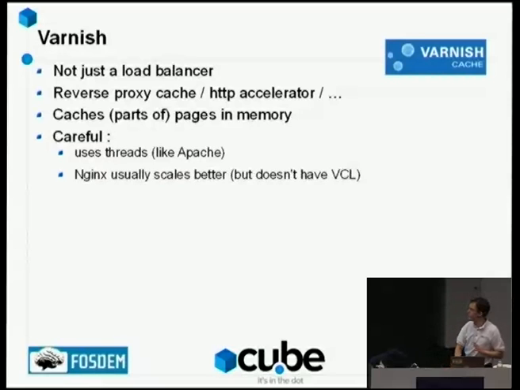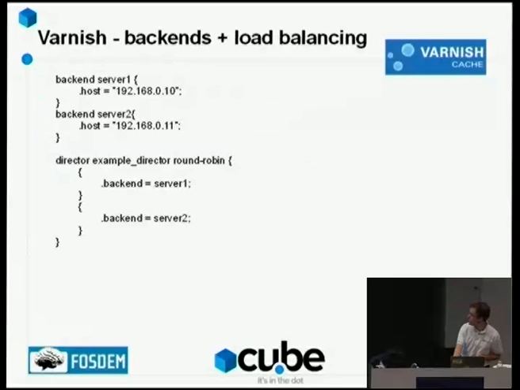You have to be careful though. It uses threads like Apache, but it doesn't use as much memory, so it's not that much of a big problem. And Nginx usually scales a little better, but doesn't have a thing called VCL, which we'll see in a moment. This is the configuration. It's very simple, actually.